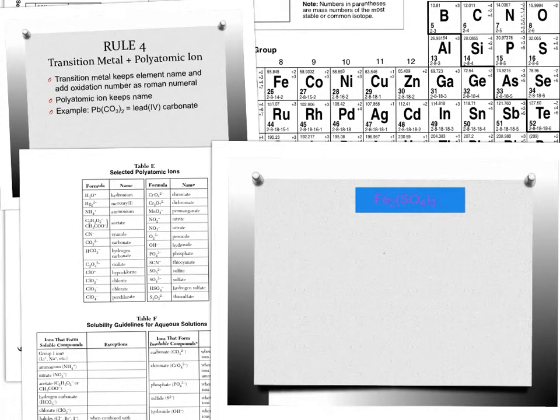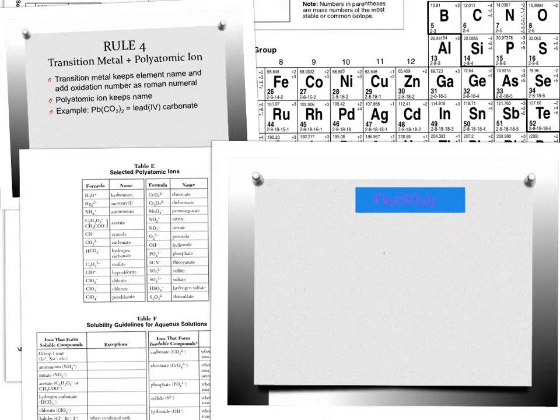In rule number 4, we are now dealing with transition metal and polyatomic ions. Again, the transition metal keeps the element name and we add the oxidation number as Roman numeral, and the polyatomic ion we get from the table E and we keep the name as is. So let's take a look at the example, Fe2(SO4)3. So we know that Fe is our transition metal and the SO4 is going to be our polyatomic ion.